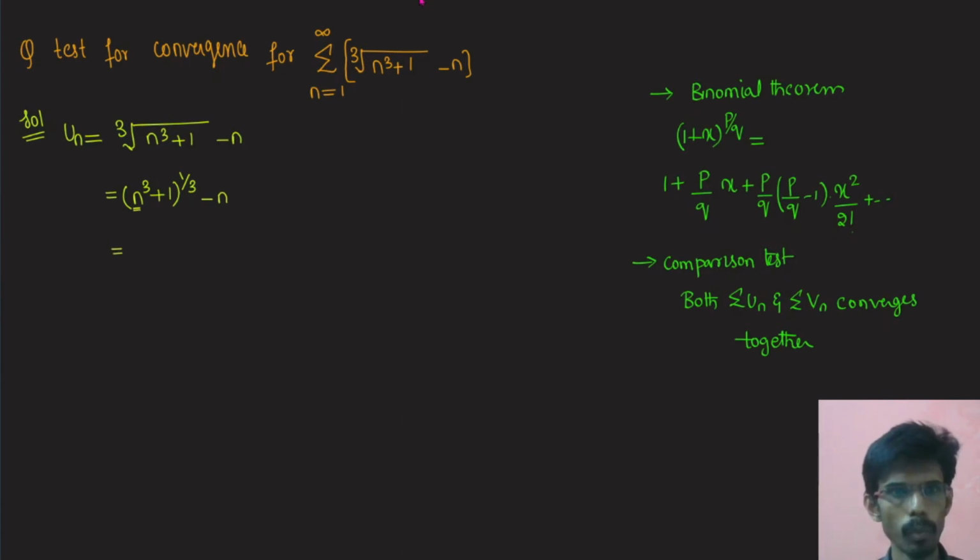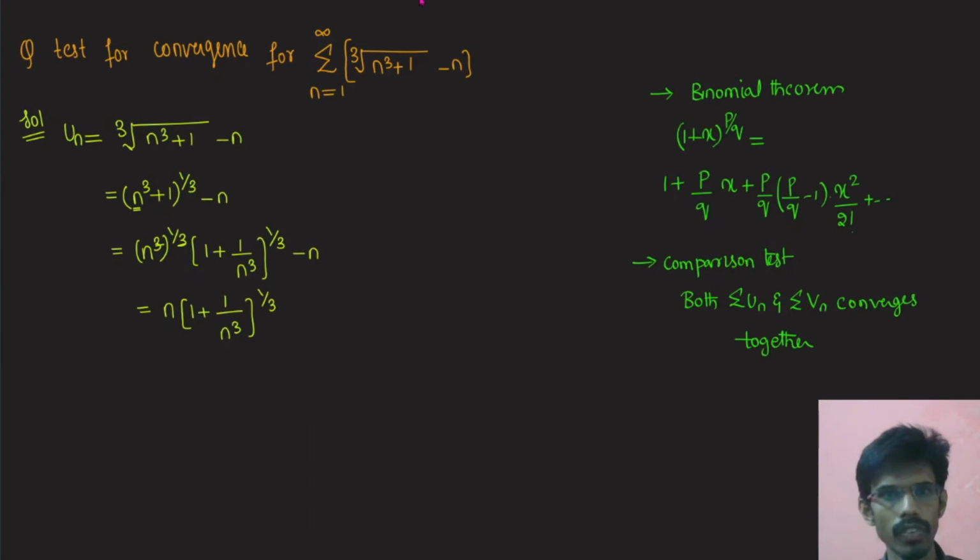Now take n cube common, we get n cube with the power 1 by 3. Then inside the bracket we have 1 plus 1 by n cube, whole power 1 by 3, minus n. Now these two will get cancelled. We have n common, so n into 1 plus 1 by n cube whole power of 1 by 3 minus n.